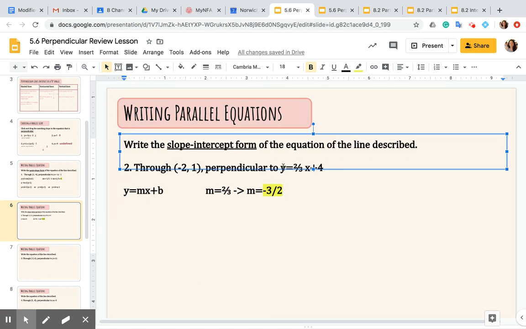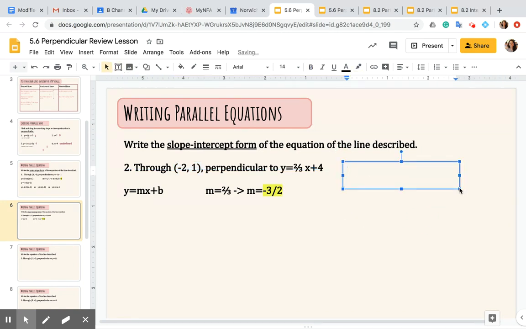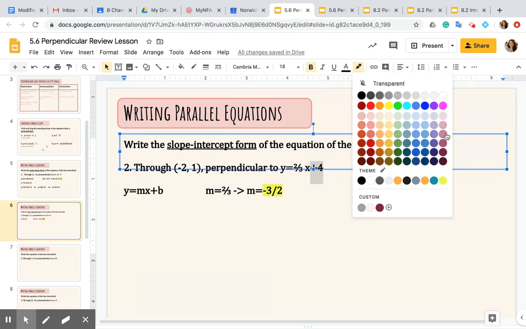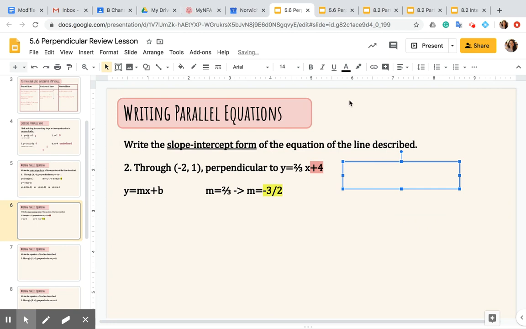So the issue here is I don't know what b is. And I can't use this +4 because I know that my equation has to pass through this point. It's going to have a very specific b value. So I'm going to put a little note here, and I'm going to highlight this part in a different color so that it stands out. And I'll do the same color here. So basically, in that equation, when you do your work, you're going to ignore the b value of +4, okay?